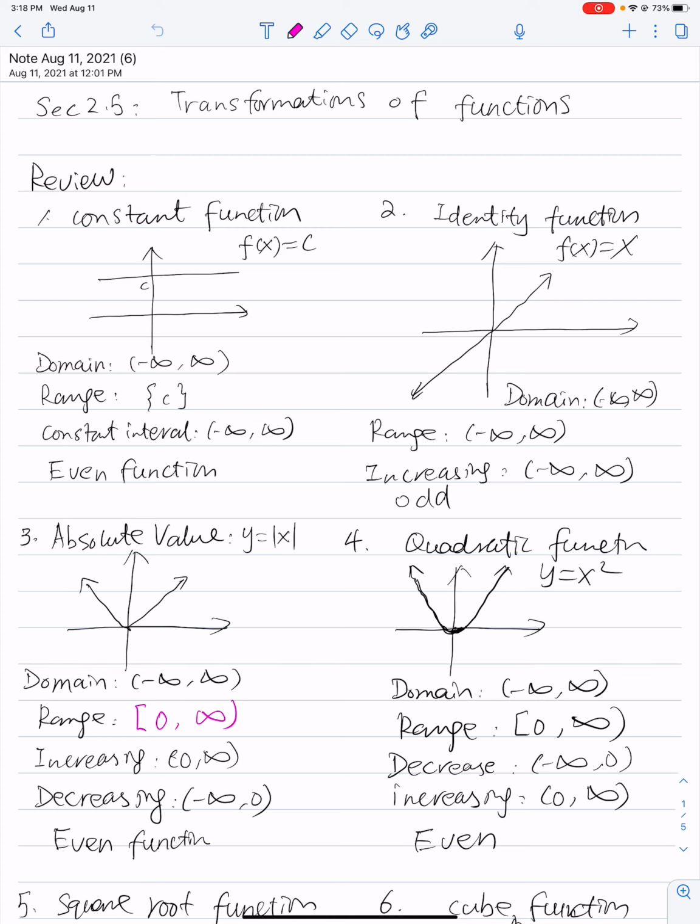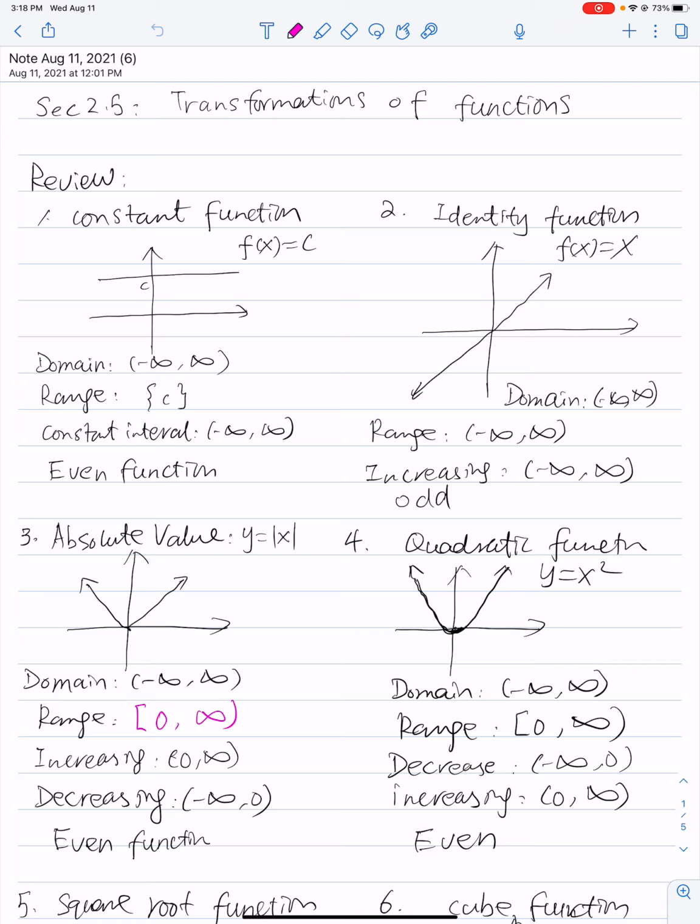Okay, so we will continue to talk about section 2.5, transformations of functions. Before we do that, we want to review the basic functions that will be used in this section. The constant function. What is a constant function? f(x) equals c. It's always a horizontal line. The domain is negative infinity to infinity. What is the range? Only one value, because it's a constant, c.